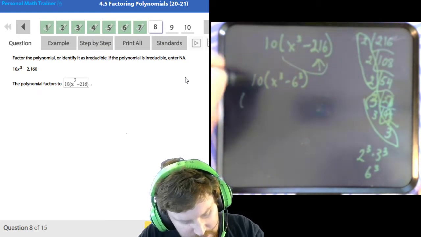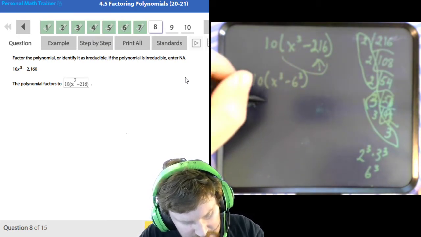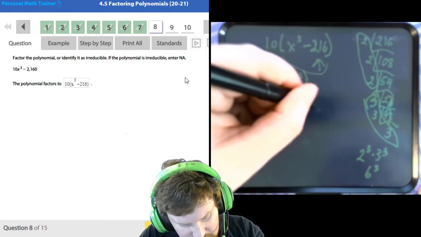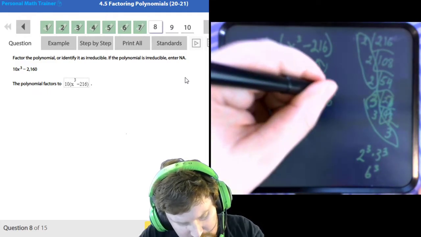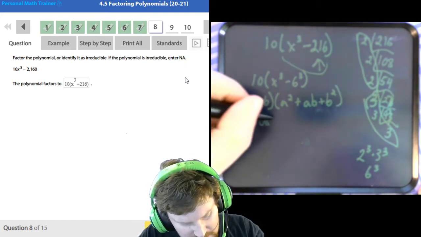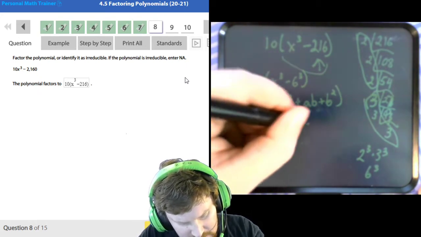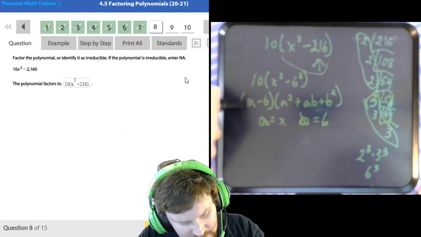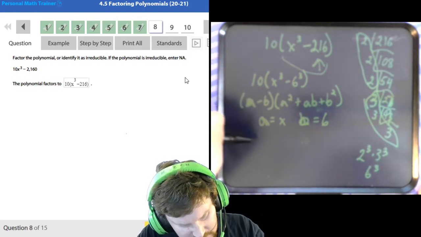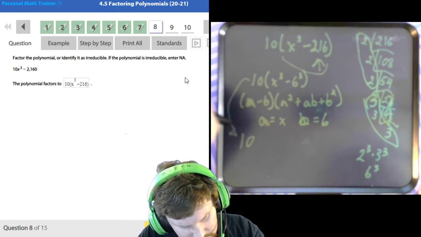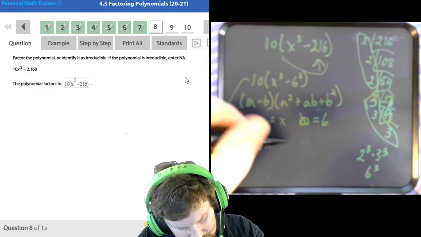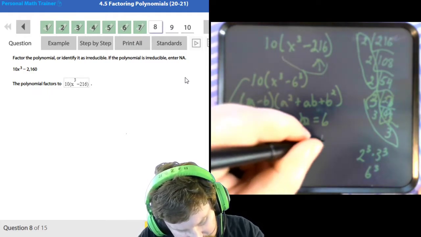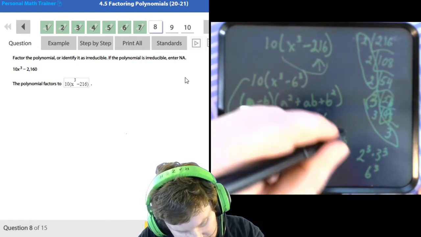So I have a minus b, a squared plus ab plus b squared, where a is x and b is 6. So that gives me, bring down the 10, x minus 6, x squared plus 6x plus 36.